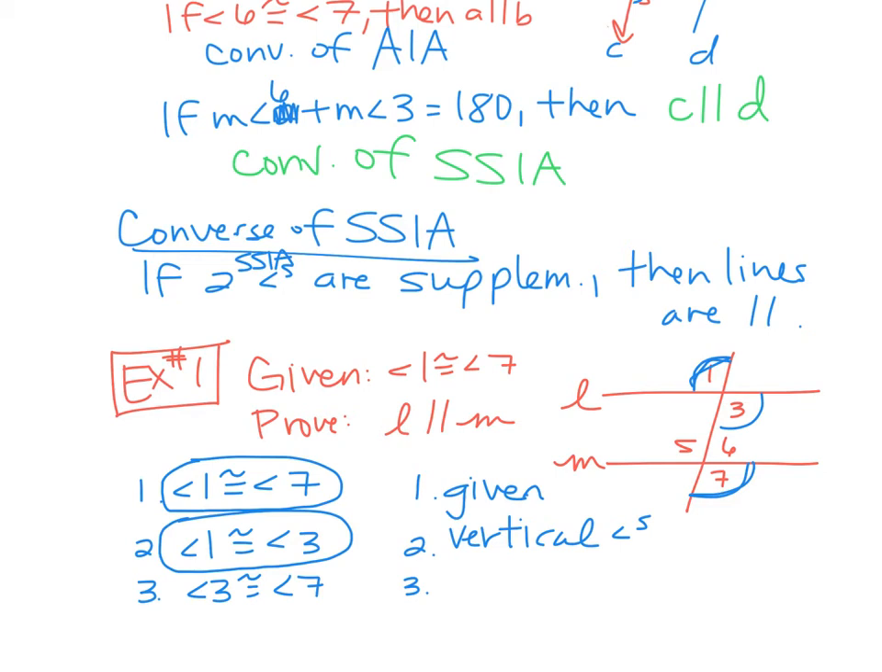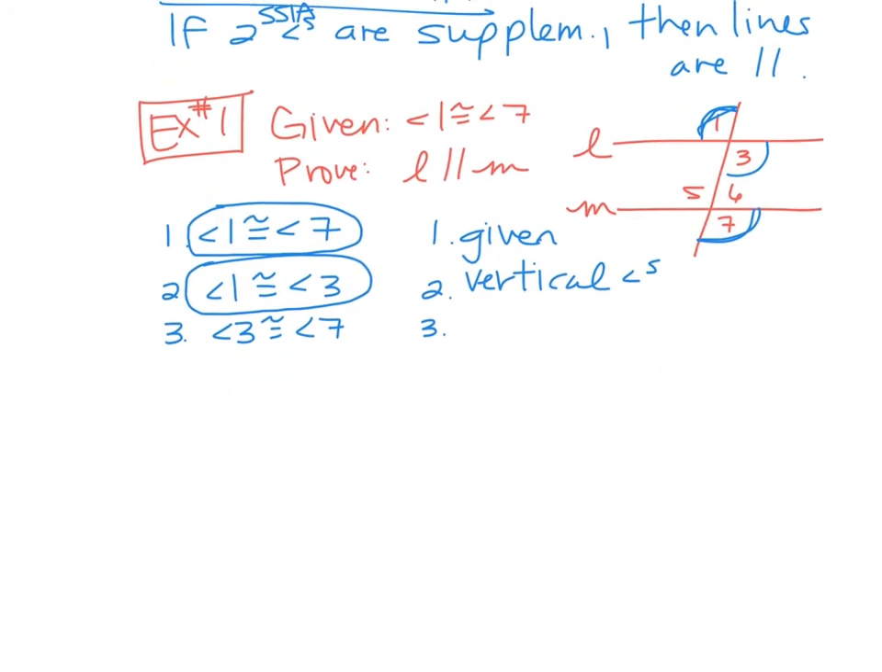Why can't I say corresponding angles right now? What does the corresponding angles theorem say? If lines are parallel. And we don't know that lines are parallel, right? We're trying to prove that lines are parallel. So a lot of times people want to say right here, oh, corresponding angles. But you cannot use the corresponding angles theorem unless you know that lines are parallel. So you can't do corresponding here. So instead, we're going to say transitive or substitution. Either one of those would be fine.